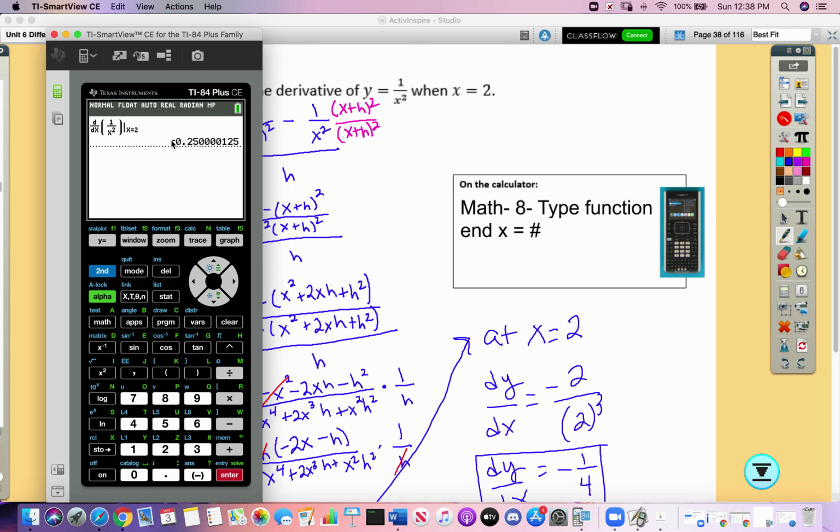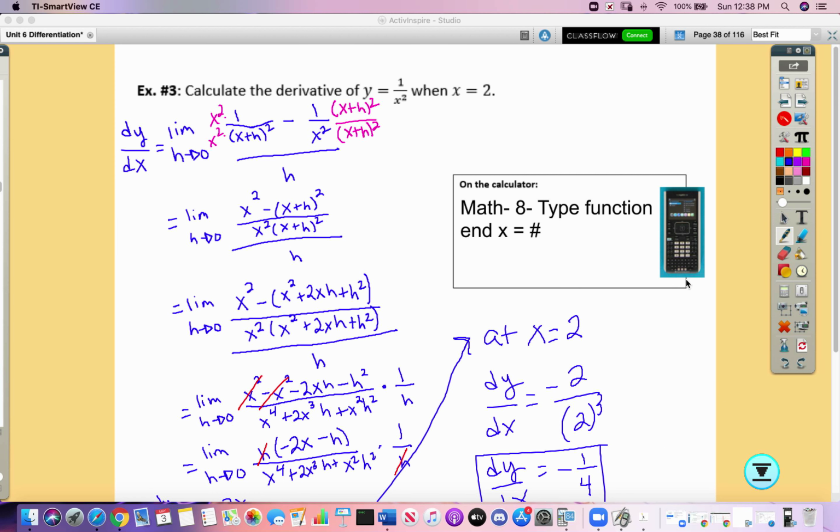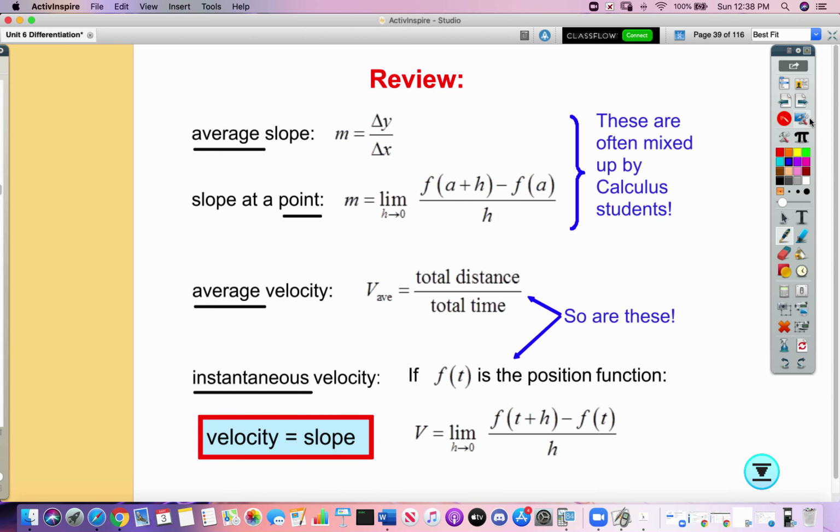And I get negative 0.25. Well, this makes sense, right, to 3 significant figures because negative 1/4 is negative 0.25. And there you have it, how you can check it on your calculator. So there you go.